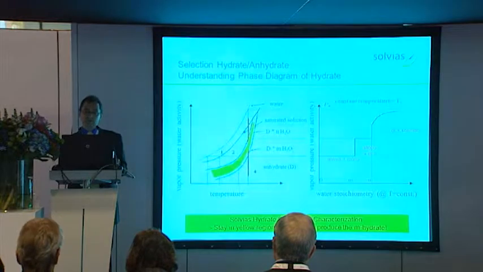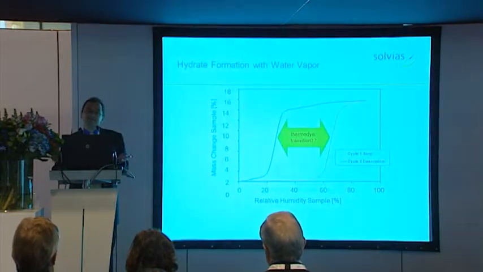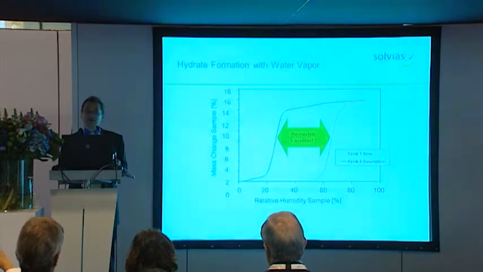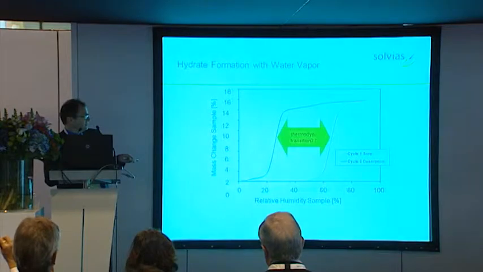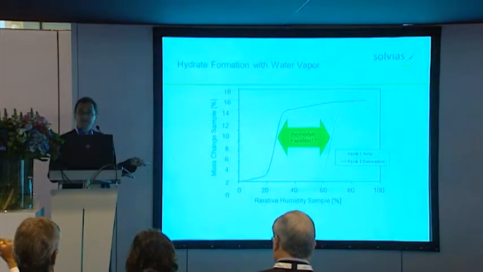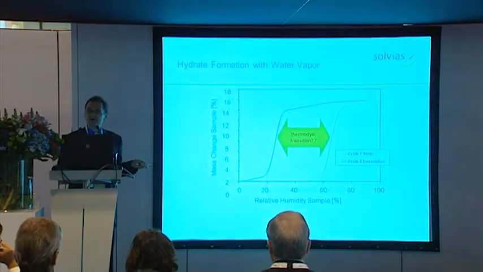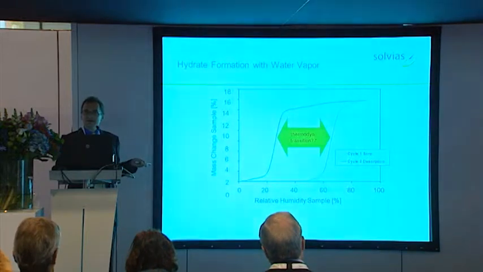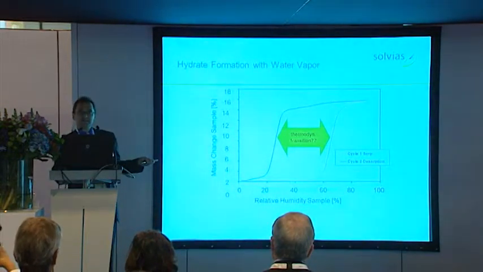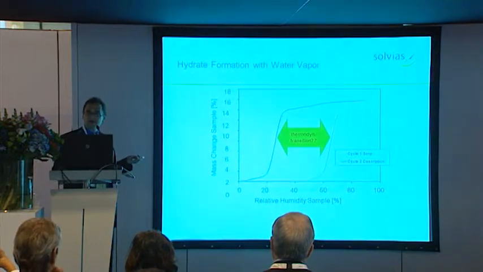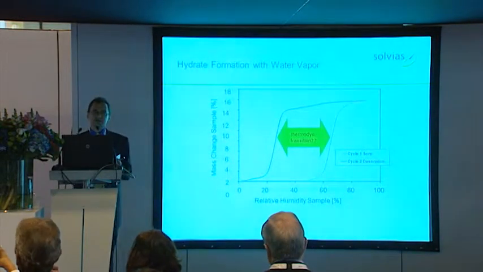How do you do that? The easy experiment for hydrates would be a DVS, or dynamic vapor sorption experiment, for those of you familiar with it. There you just change the humidity and then measure the mass as a function of humidity. And if hydrate formation occurs, you often see a stepwise increase at a certain humidity. When you go back, you see a hysteresis and a decrease.